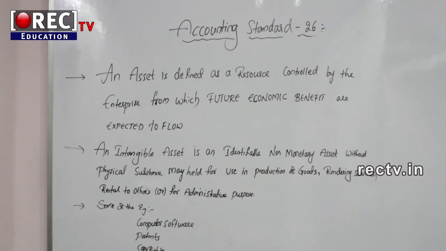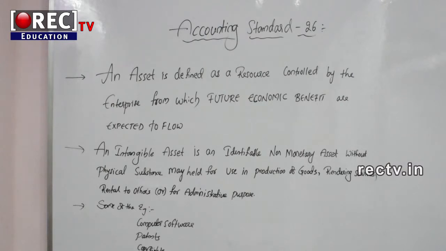An asset is defined as a resource. It means it is a resource controlled by the enterprise from which future economic benefits are expected to flow. And an intangible asset is an identifiable non-monetary asset without physical substance, held for use in production of goods, rendering services, rental to others, and for administration purposes. So this is the definition for asset and intangible assets.